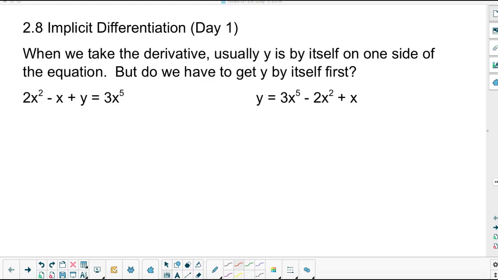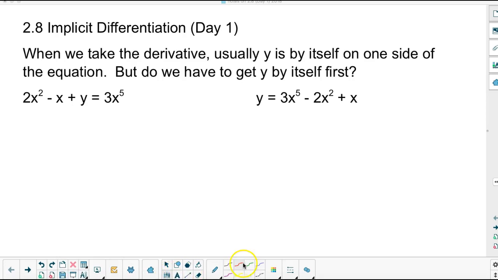In this video, we're going to be introduced to something known as implicit differentiation. When we take the derivative, usually y is by itself on one side of the equation. But do we have to get y by itself first? Let's figure that out by taking a look at this example.